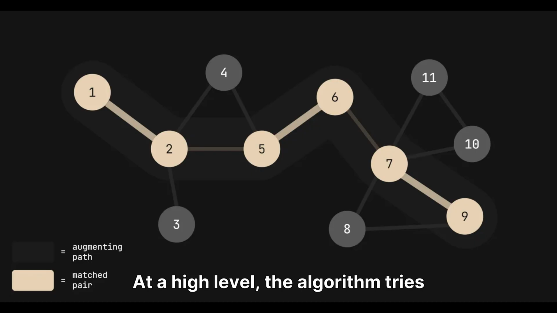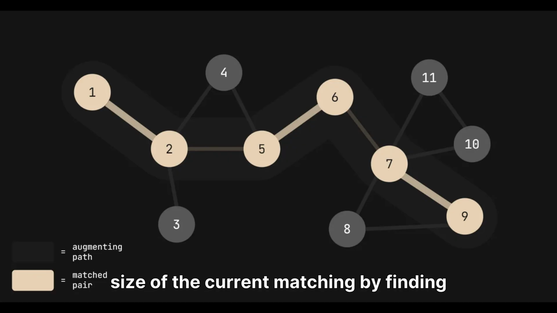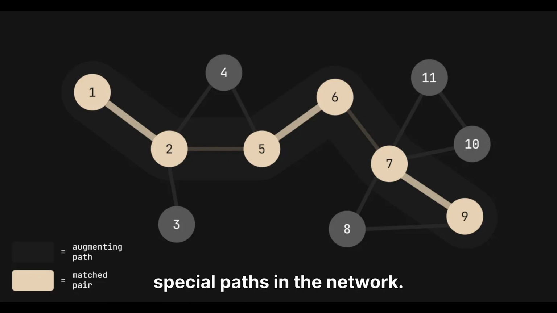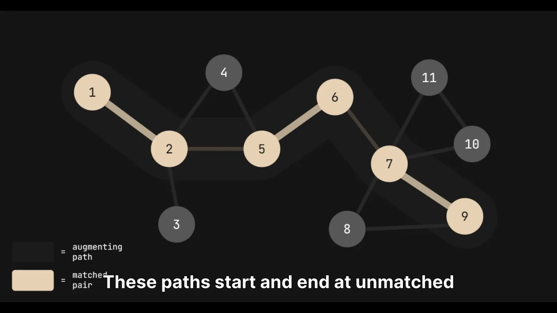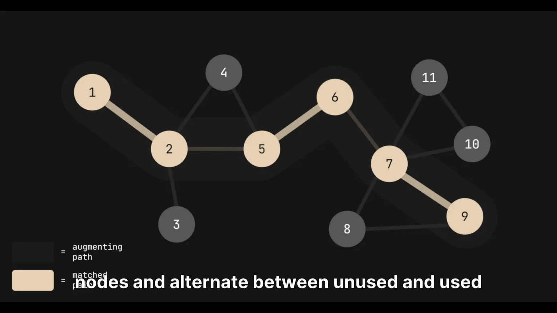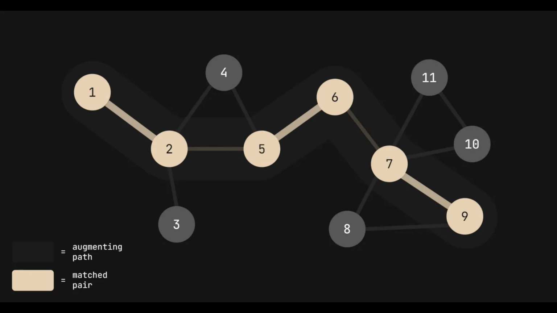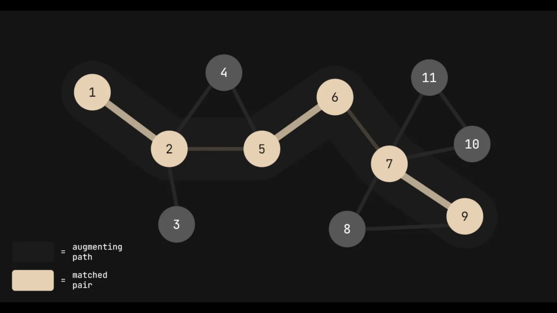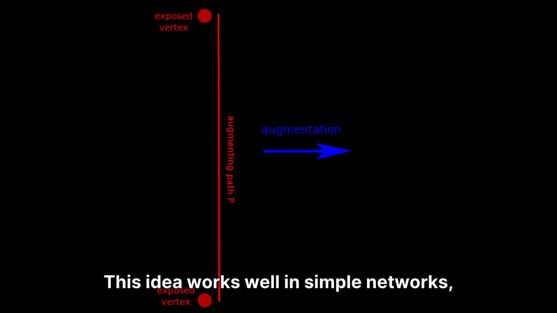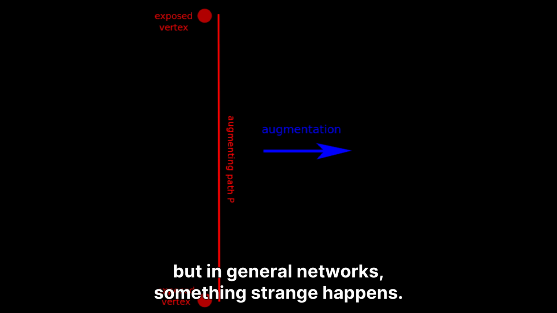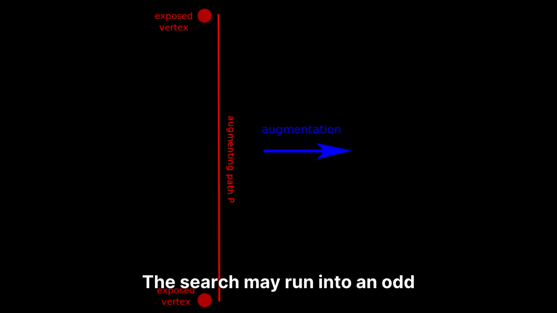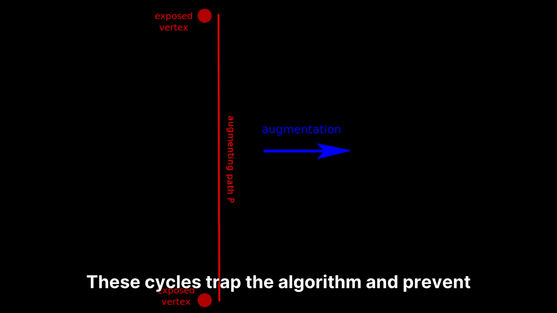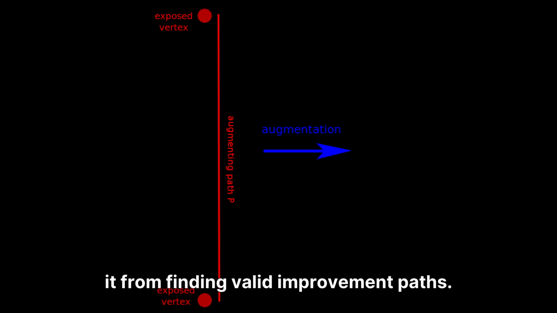At a high level, the algorithm tries to grow matches step by step. It looks for ways to increase the size of the current matching by finding special paths in the network. These paths start and end at unmatched nodes and alternate between unused and used connections. If such a path is found, the matching can be improved by flipping which connections are used. This idea works well in simple networks, but in general networks, something strange happens. The search may run into an odd cycle, meaning a loop with an odd number of connections. These cycles trap the algorithm and prevent it from finding valid improvement paths.